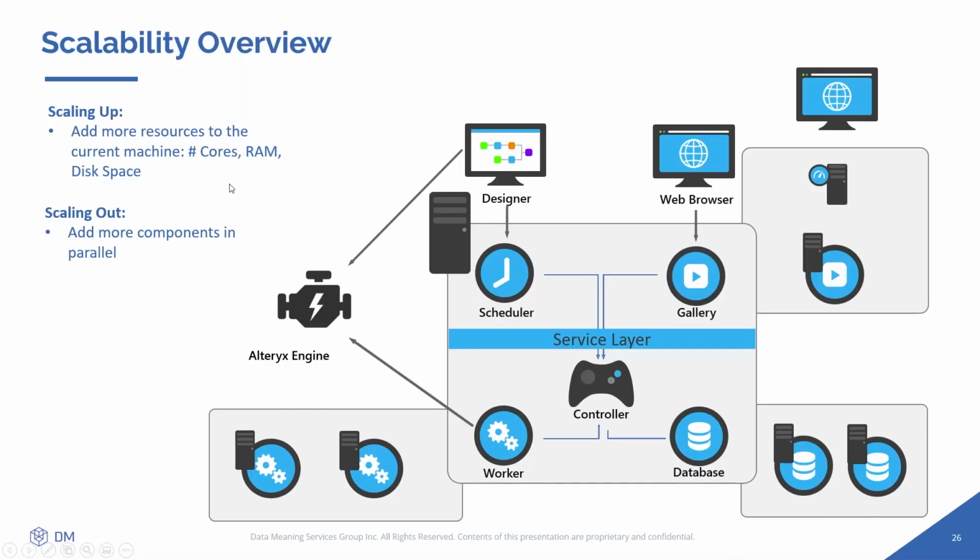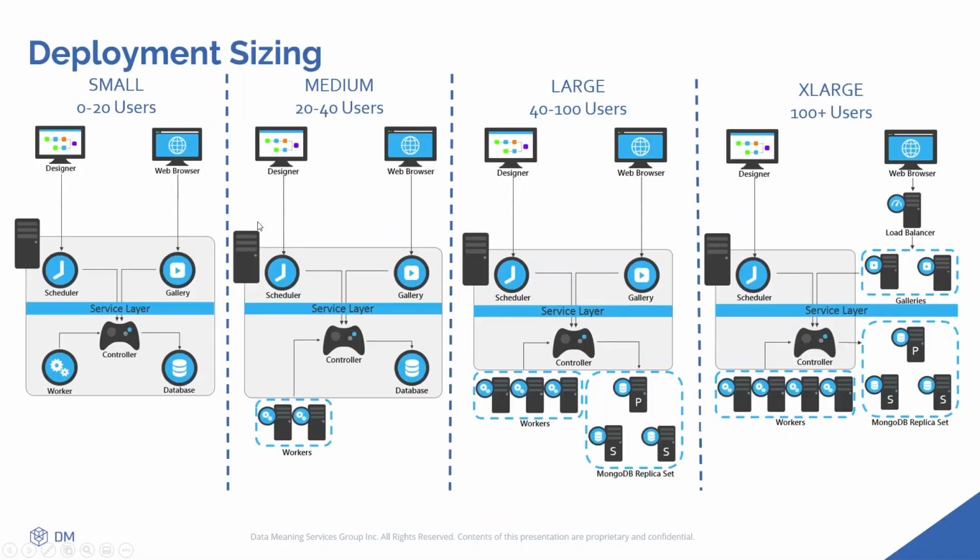Just to give you an idea on how these environments usually grow, you can have the small deployment with only one machine. In general, you're going to need more computing power. You're going to add workers here. Then you're going to think about the high availability with the replica for the MongoDB, for the persistent layer. And then you can also have more nodes to handle the web demand for the Alteryx gallery, for the Alteryx web pages.